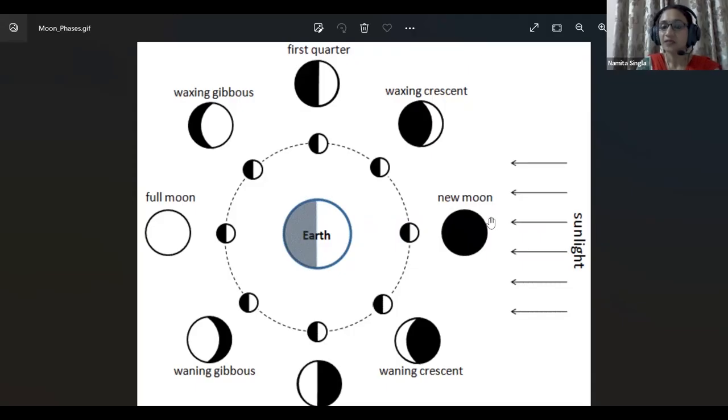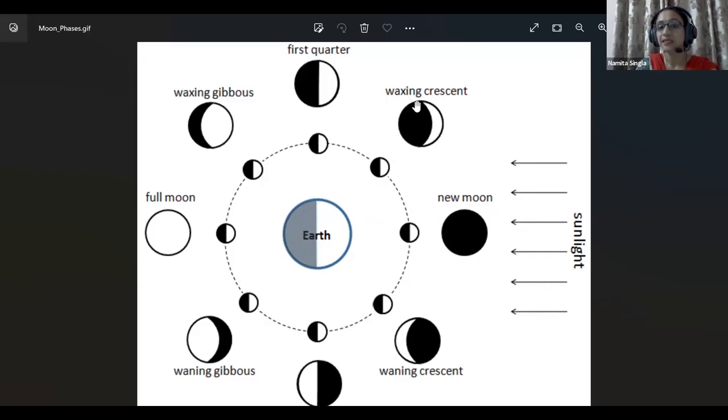Then after about 3 days of new moon, waxing crescent is seen. See students, waxing means increasing, waning means decreasing. When the size of the moon appears to increase, we call it a waxing phase. When the size of the moon appears to decrease, we call it a waning phase. So after new moon, there comes a waxing crescent. Crescent is this shape. Very small, thin C-shaped structure. It is called the crescent moon.